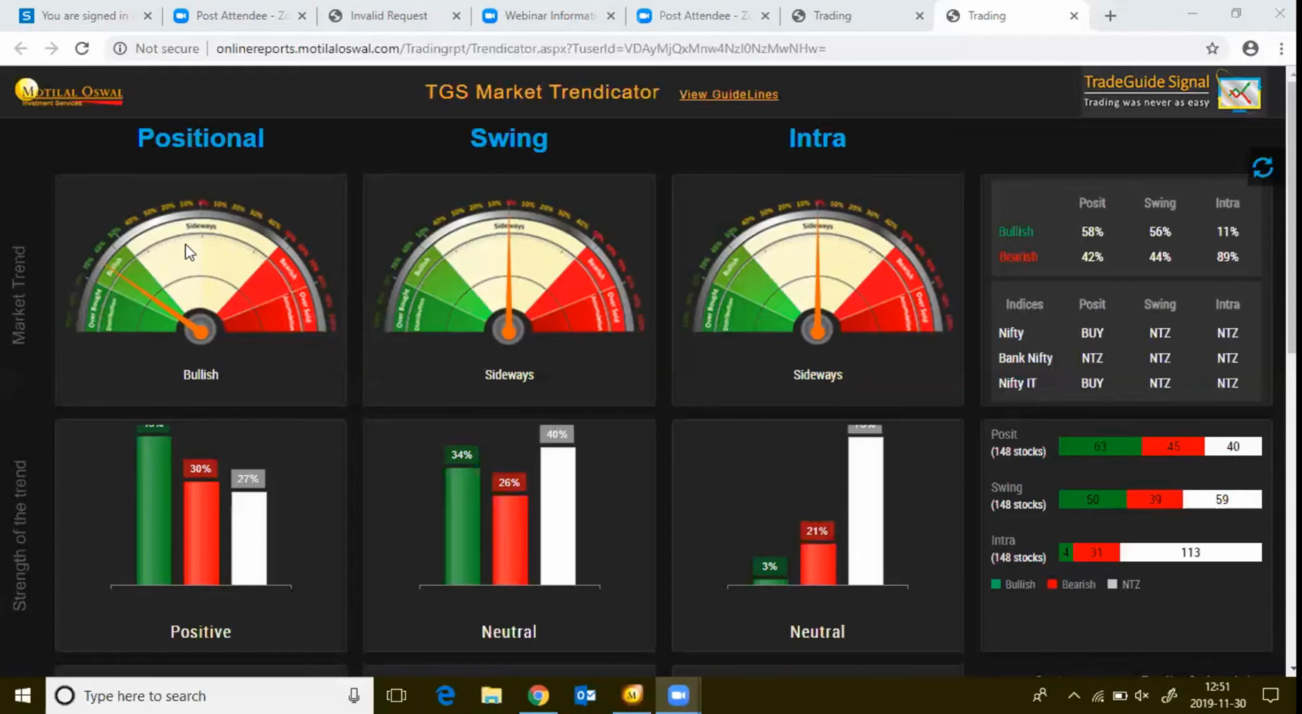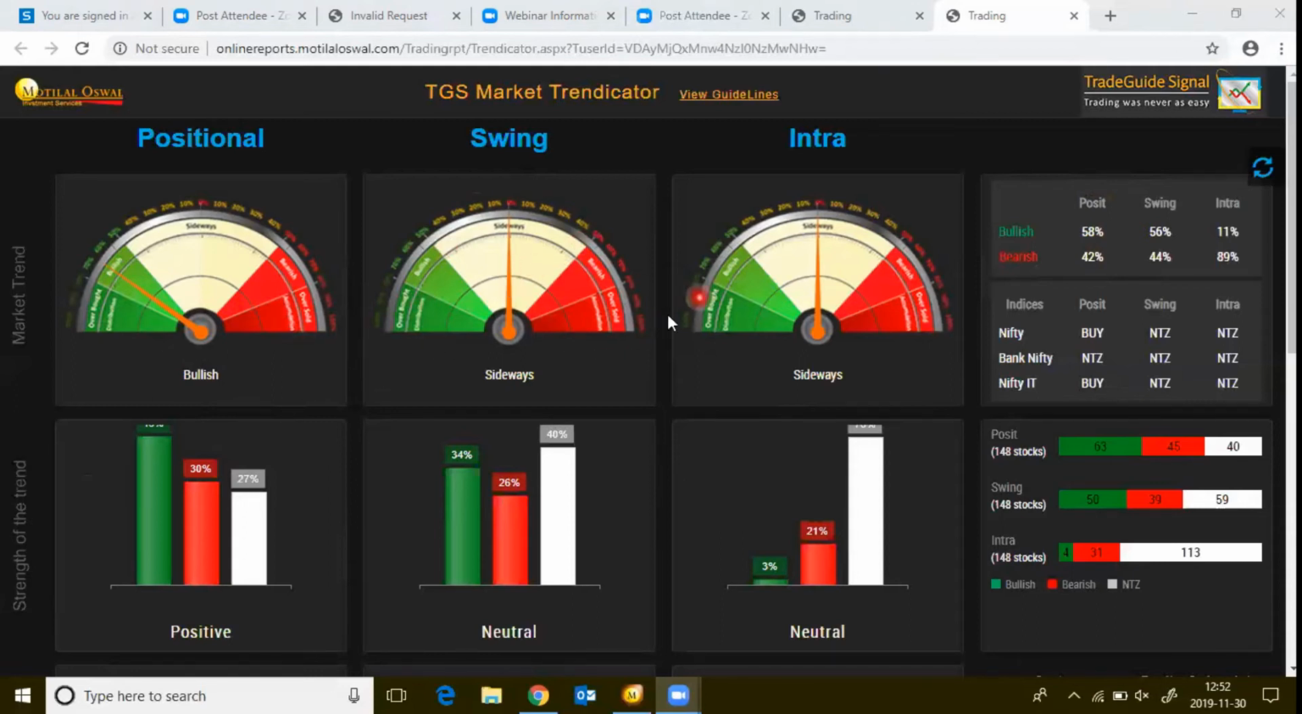Now, when does this indicator move towards the overbought or the oversold zone? Again, two conditions are required to be satisfied. So what are those two conditions? When more than 90% of stocks are in your bullish zone and the strength of the trend is highest for the bullish zone, only at that period of time does it move towards the overbought zone. And when more than 90% of stocks are in the bearish zone and the strength of the trend is also highest for the bearish zone, only at that point of time will it move towards the oversold zone. Okay. Now this Trendicator is basically divided into three parts.